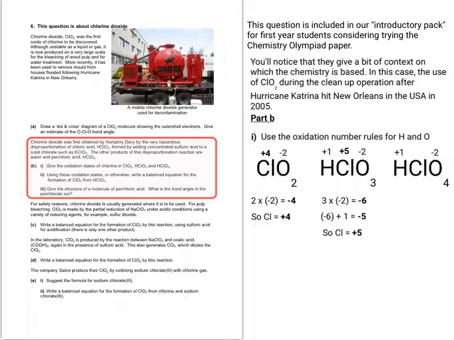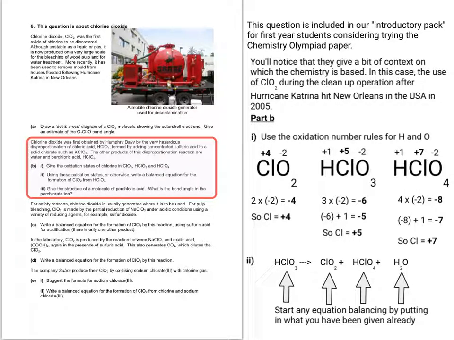In the second example, HClO3, 3 lots of -2 gives you -6, add the hydrogen onto that, gives you -5, so the chlorine must be +5 for the same reason. The whole molecule has to be neutral. So applying the same logic on the third example gives you +7.